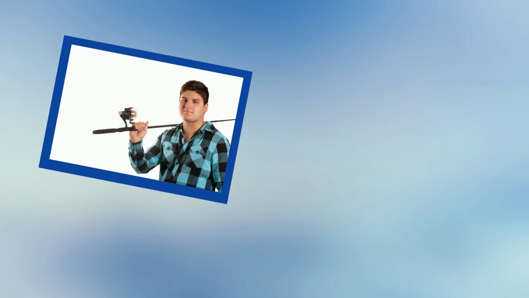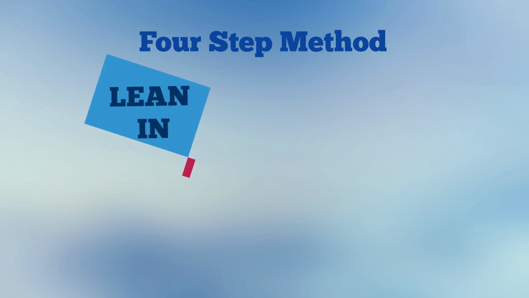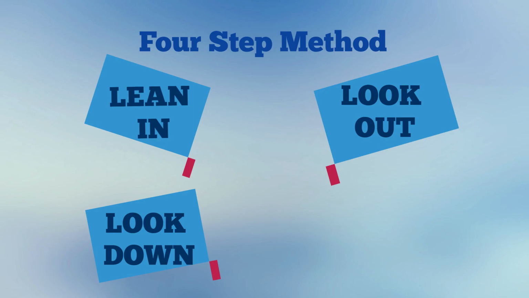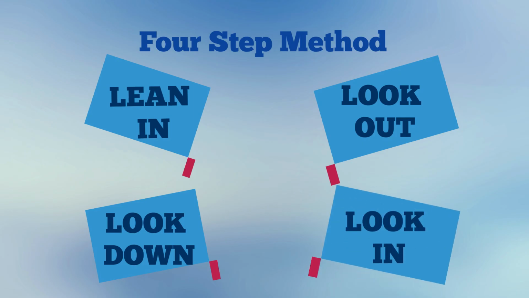In summary, follow the 4-step method of leaning in to begin the study with non-threatening, non-personal questions. Look down at the scripture to find out what it has to say, and then look out from the scripture into how it connects with the work and world around us. And finally, look in and see, how does this personally apply to me? This is the so what and the place where transformation takes place.